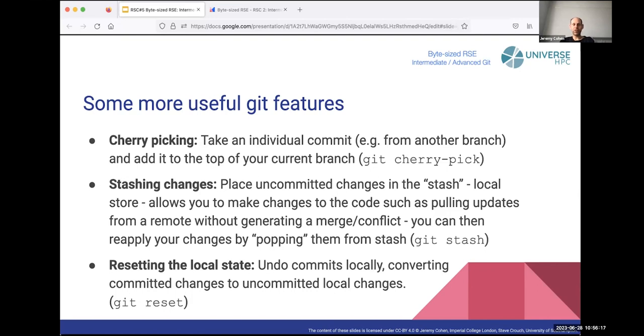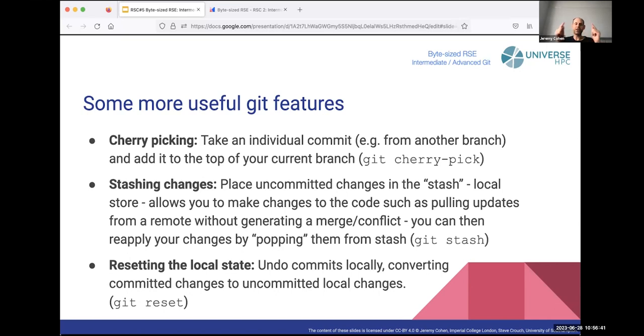So some other features, things you might have heard of or that you might come across. Git cherry-pick is something which lets you take an individual commit from another branch. As I mentioned before, a commit is just a set of changes that are represented at that point. So if you use cherry-pick, what you can do is just take a commit from another branch or from another location, just using its commit ID.